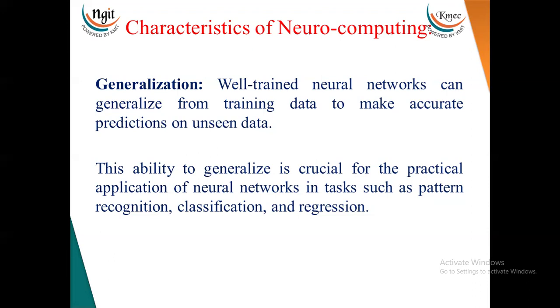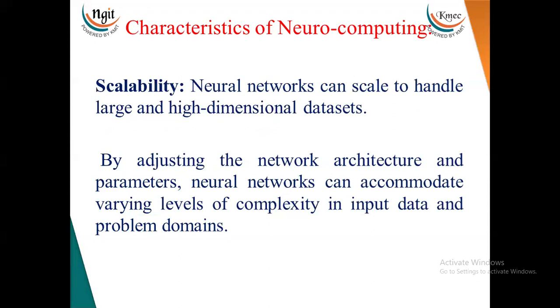So there is no rule that whatever data is trained will only be tested. You can use any kind of data which is not used previously, or unseen data. So this is called generalization. This generalization can be mainly used in pattern recognition, classification, and regression. These are all the tasks which can be performed using neural networks.